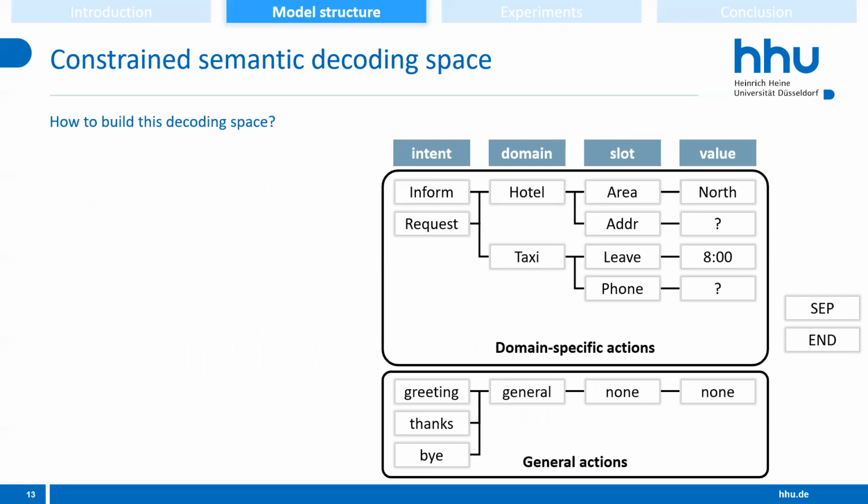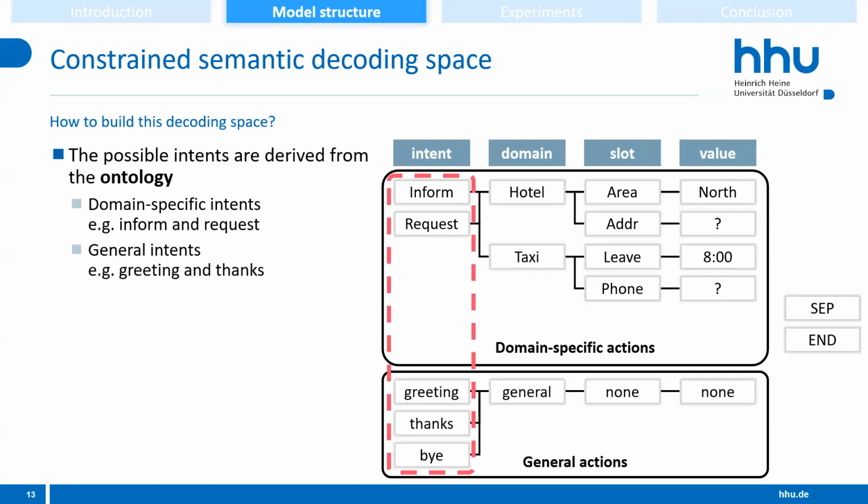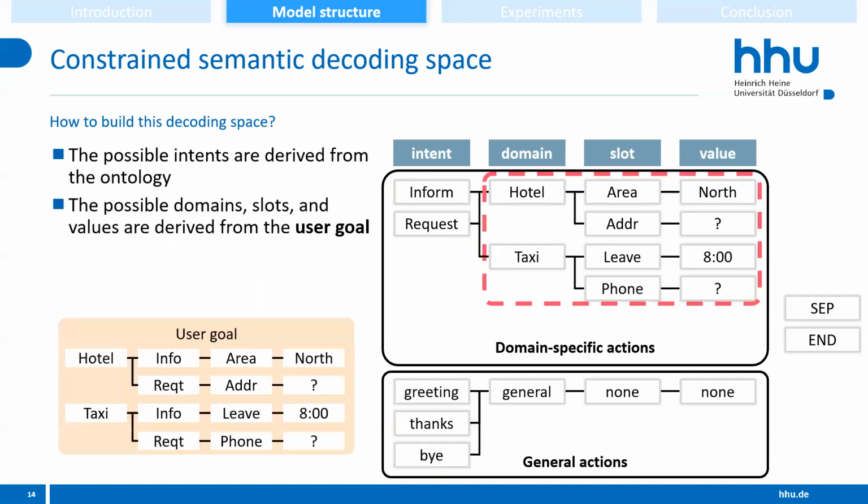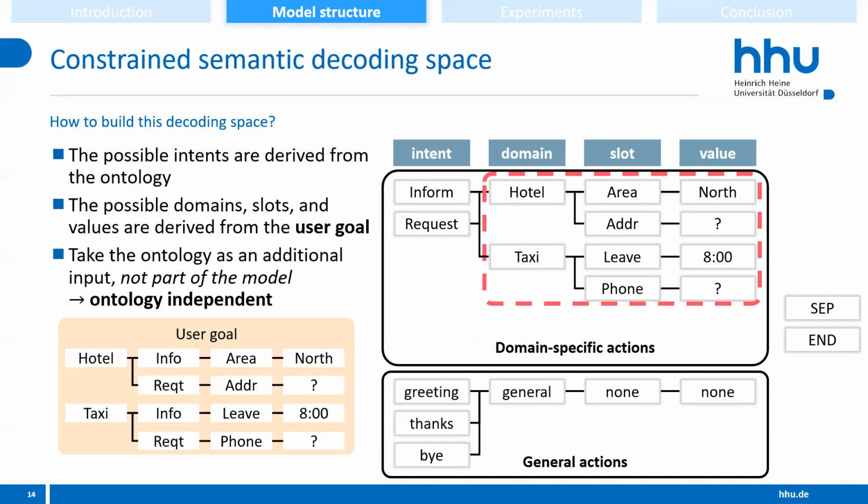How to build this decoding space? First, we select all possible intents from the ontology, such as domain-specific intents like inform and request, or general intents like greeting and thanks. The possible domains, slots, and values are from the user goal. Here, I would like to highlight that we take the ontology as an additional input, not part of the model, which means GenTUS is domain independent, or ontology independent. It is able to adapt to an unseen corpus and unseen ontology in a zero-shot fashion.